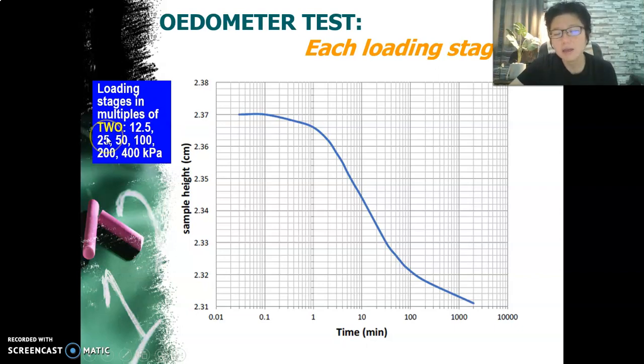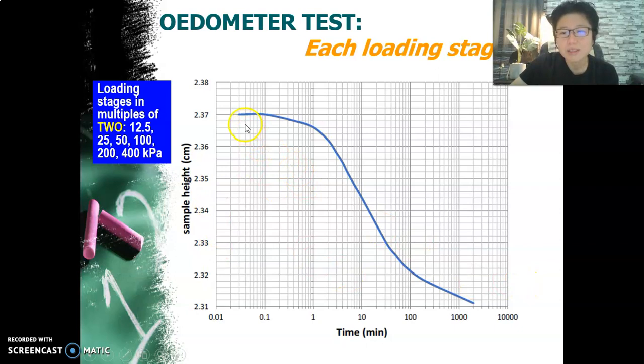Why? I think the answer is obvious, in the sense that it's easier to plot on a log scale later on for your compression curve. We'll see it after this, alright? For every load that you apply, you are going to leave it generally for 24 hours, and this is the graph you're going to get. We usually call this a time plot because it registers the sample height, which records the settlement, against time.